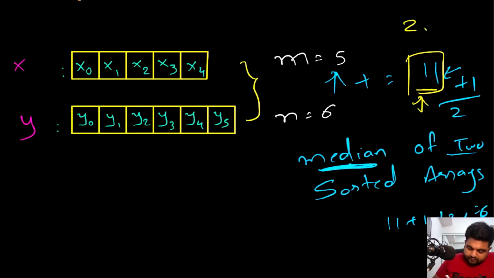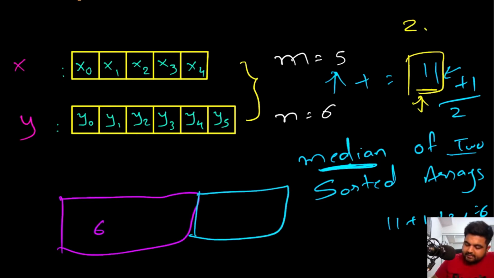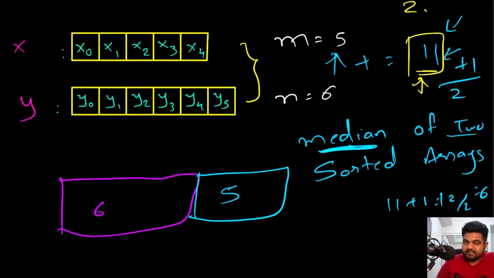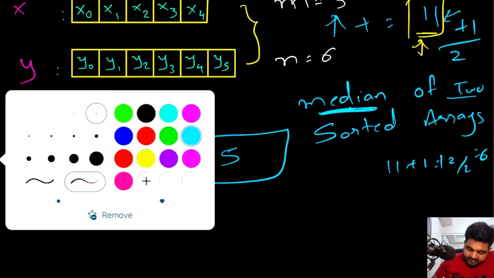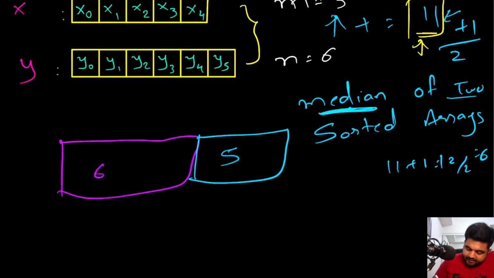So the first partition we will have to create is of 6 elements, and the second partition is the remaining elements. The remaining elements in this case are 11 minus 6, so that is 5 elements, right? And whichever is the maximum element of these 6 is going to be placed somewhere over here in the middle, and that is going to be our median.